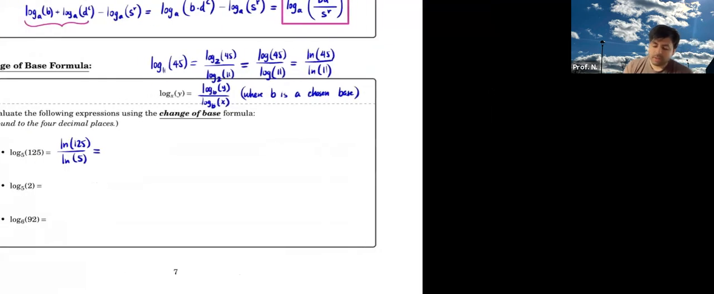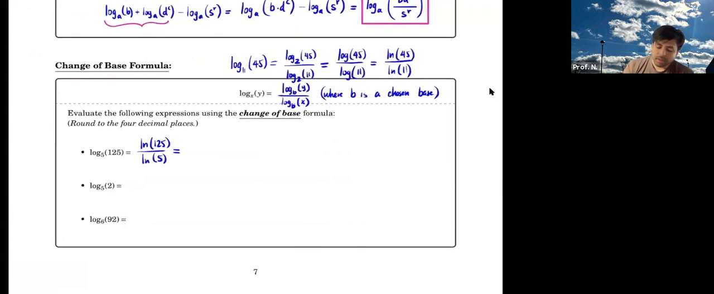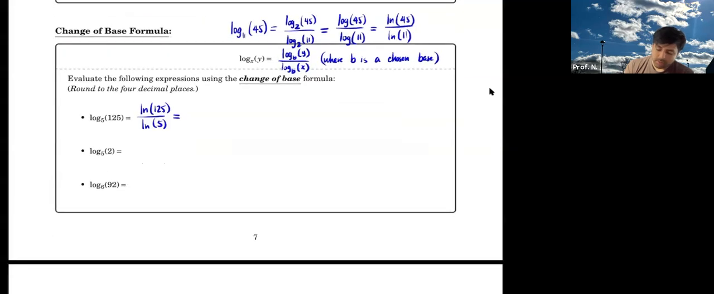If you put this in your calculator, and I would recommend you doing so, if you take ln of 125 and divide it by ln of 5, you do indeed get 3. So this first example is just to verify that the change of base formula is true. It's not just something made up. So I can change my base to any base, which is cool. Now look at the next one.